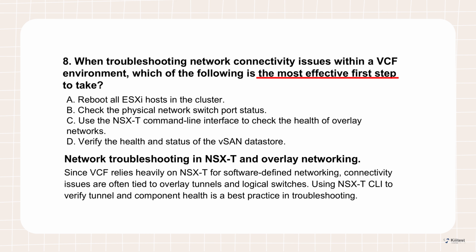So the most effective first step, use the NSX-T command line interface, the CLI. Check the health of those overlay tunnels. Check the status of logical switches, maybe the distributed routers. You can use pretty simple commands like get logical switch status or get tunnel health. This lets you quickly see if there's an issue within that virtual network layer before you start chasing physical connections. Okay, start virtual, then go physical if needed.